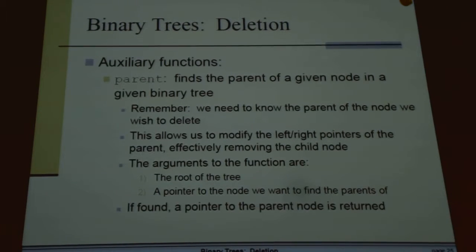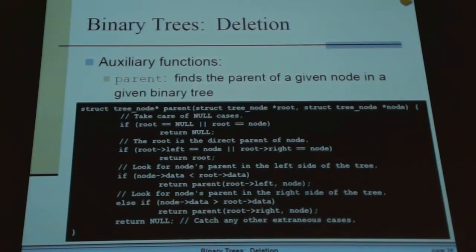So here, the arguments for this function are the root of the tree and a pointer to the node that we want to find the parent of. And if you find the parent, we want to set back its pointer. Here you see we have this function, and it returns a pointer to the node, and it's called parent. It receives the tree structure, the root node, and then another instance of that node, the value we want to actually delete.